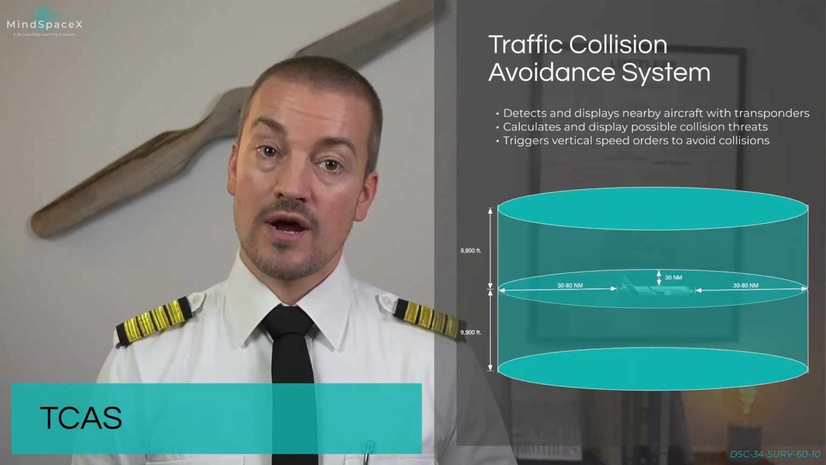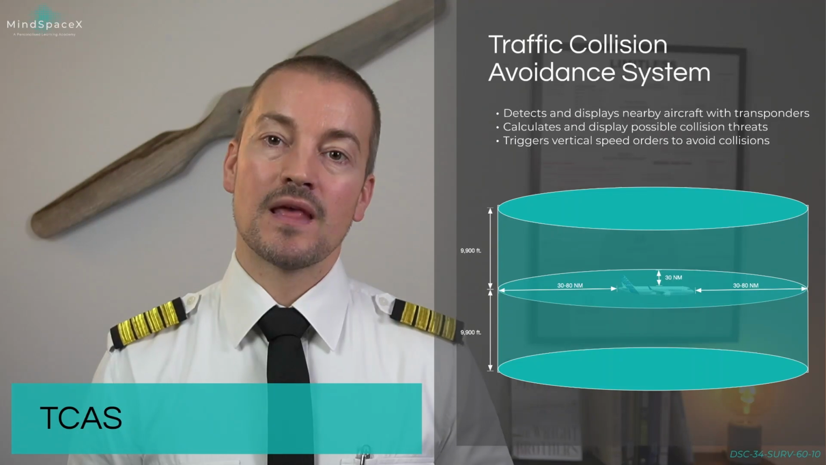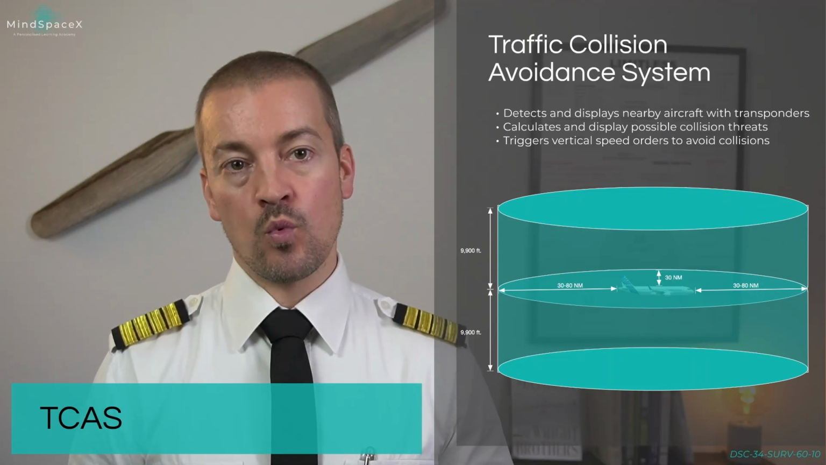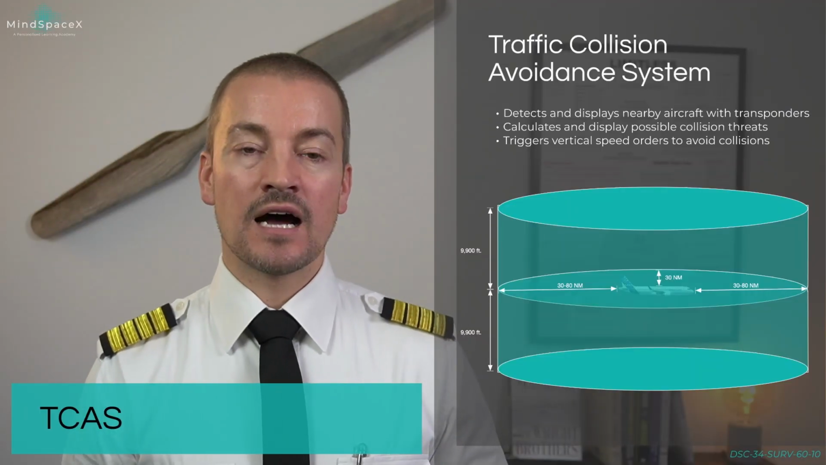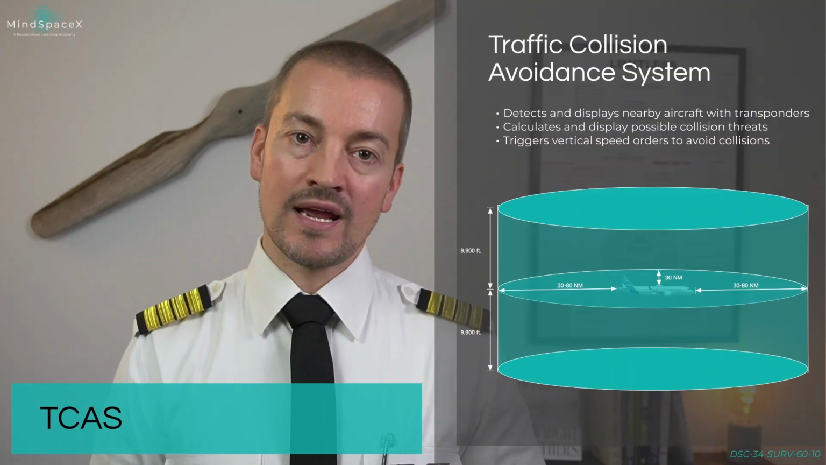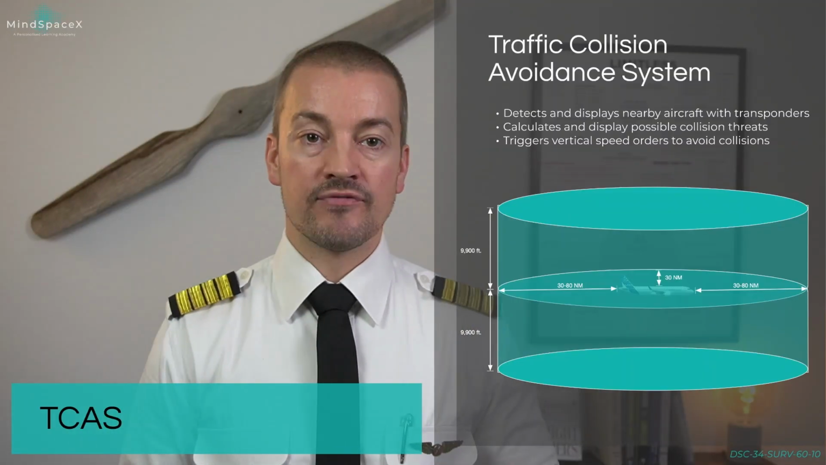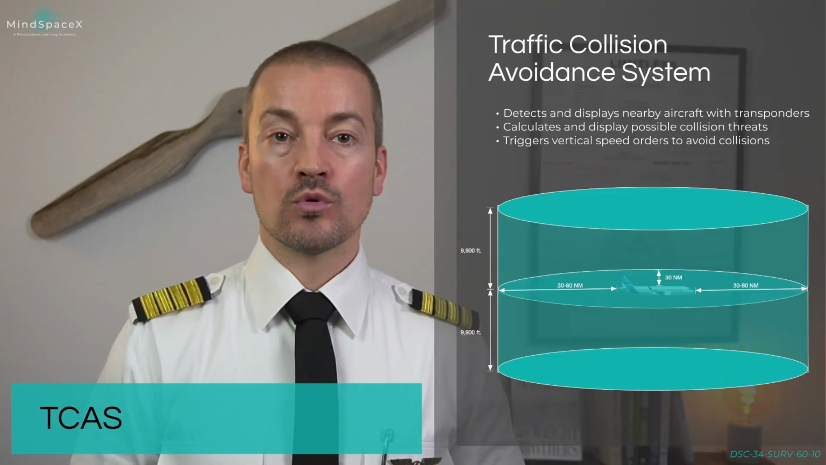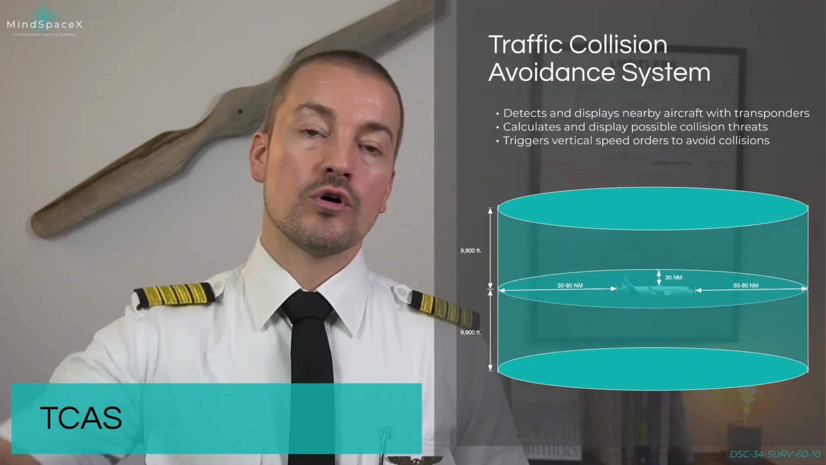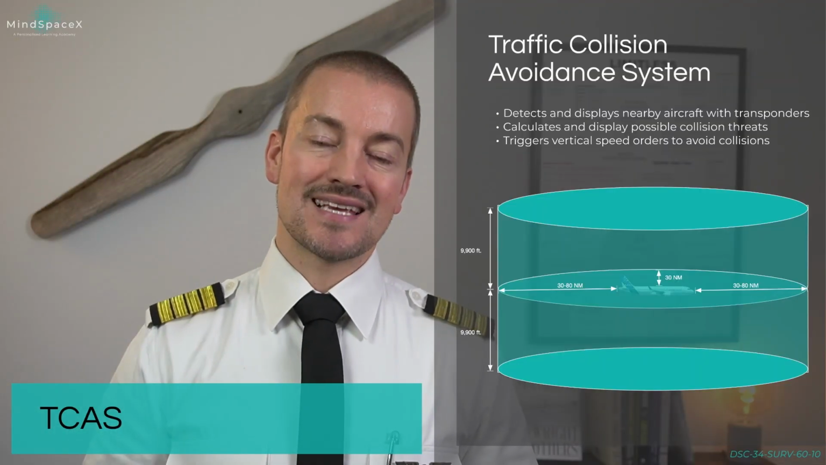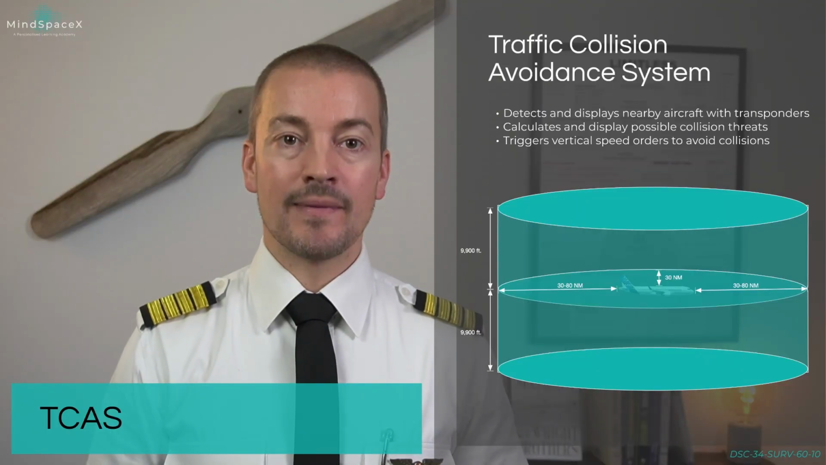But in order for traffic to show up on a TCAS system, it must have a working transmitting transponder. It is not equivalent to a radar system on, for example, a fighter aircraft. We don't use radars to look for traffic. We look for traffic using signals that are intentionally coming at us.